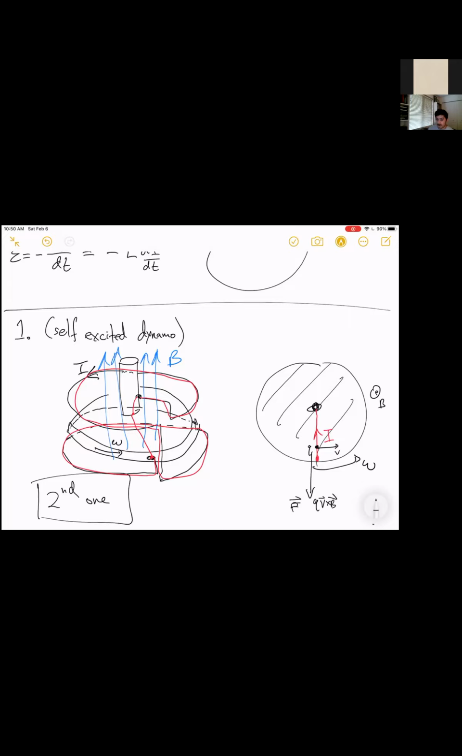Okay, any questions about this problem? This is a bit of an involved problem, but any questions about it? This is known as a self-excited dynamo.